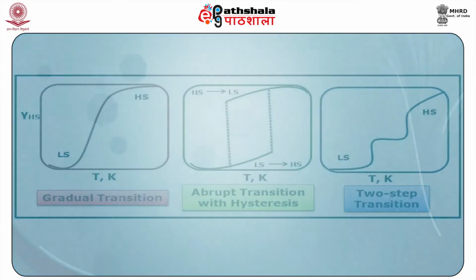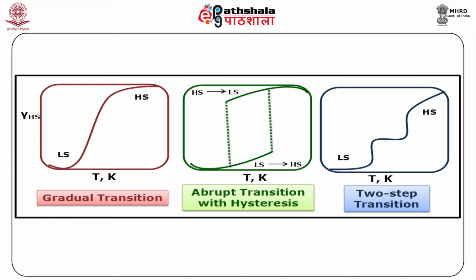Spin transition curves. Spin crossover phenomena can be represented by spin transition curves. In spin transition curves, high spin molar fraction is plotted versus T, temperature. You can see on the screen a gradual spin transition curve on the left, an abrupt transition with hysteresis in the middle, and a two-step transition at the right. For a transition to be considered gradual, it typically takes place over a large temperature range, even up to several hundred Kelvin, whereas for a transition to be considered abrupt, it should take place within 10 Kelvin or less.